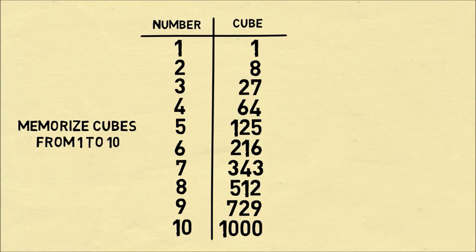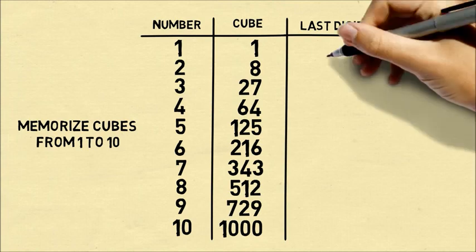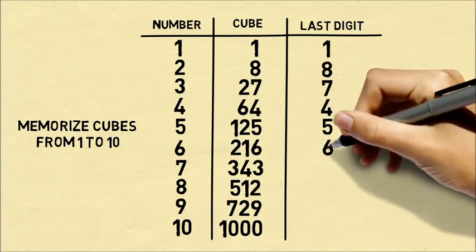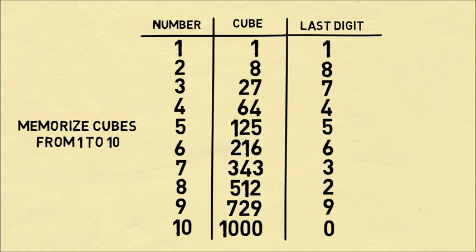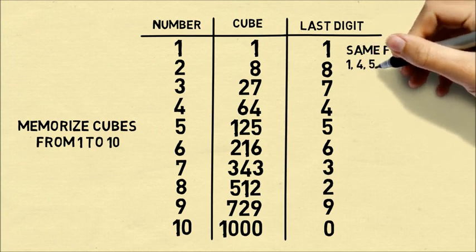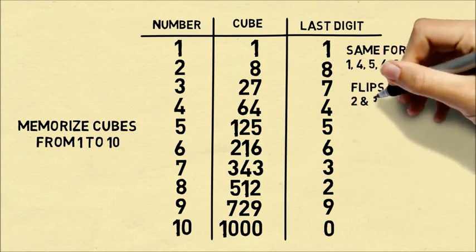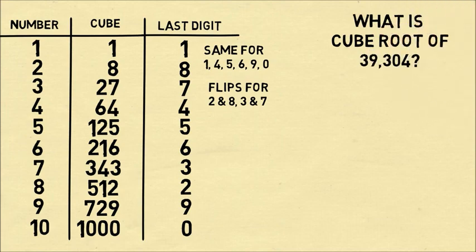Now once we've written down these cubes, I want you to focus on the very last digit of the cube. So what's important is that each of these 10 numbers ends in a different last digit. And that'll be very important to doing this trick. So this will be another thing you have to memorize. When you memorize these 10 cubes, you should also remember the last digit. So an easy way to remember this is that for the numbers 1, 4, 5, 6, 9, and 0, the last digit is the same as the number. And for the numbers 2 and 8, and 3 and 7, the last digit flips. So the last digit for 2 is 8 and the last digit for 3 is 7 and vice versa.